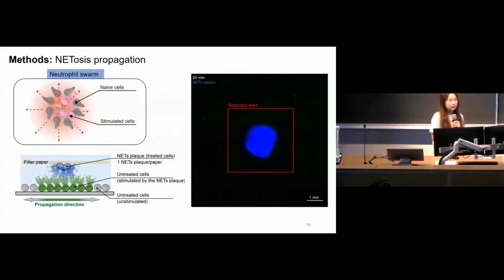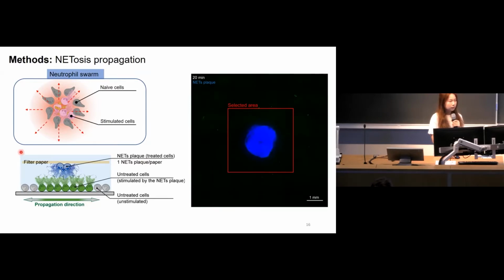After that, we developed a NETosis propagation assay to mimic the neutrophil swarms at the site of damage. So first we have the NES plaque here. Those are stimulated cells. We stain them with Hoechst. That's why they look blue here in the image. And they will function as the early arriving neutrophils, which get stimulated by the pathogens. At the very bottom, we have untreated cells. Those are all naive cells.